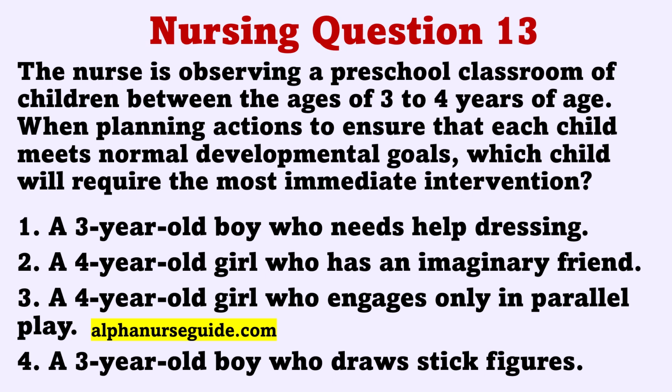The correct answer is 3. A 4-year-old girl who engages only in parallel play. At 4 years of age, children engage in pretend play. Parallel play is seen in younger children between the ages of 2 and 3 years when they play side by side with limited interaction. The other behaviors are developmentally appropriate.